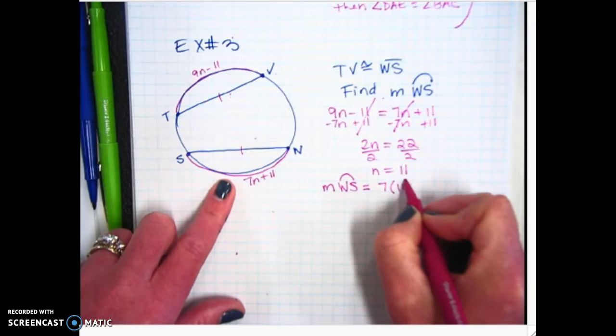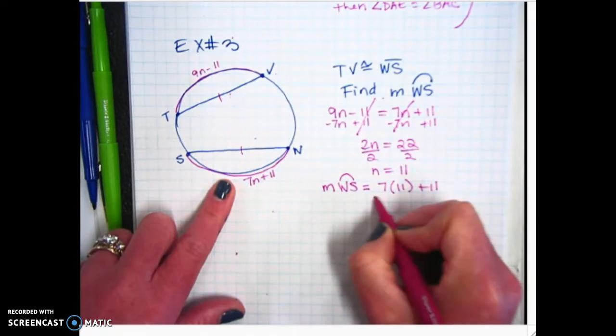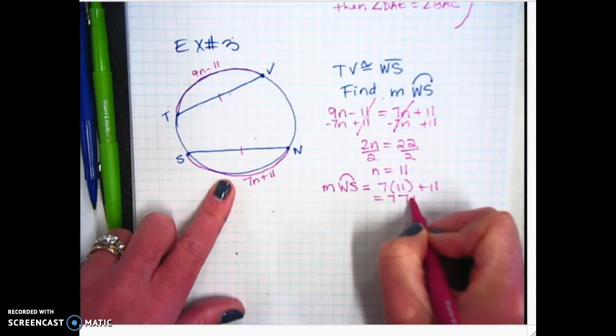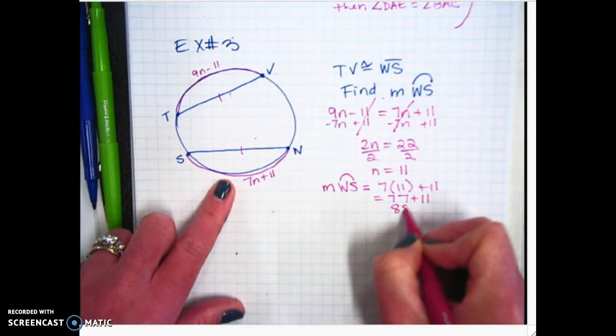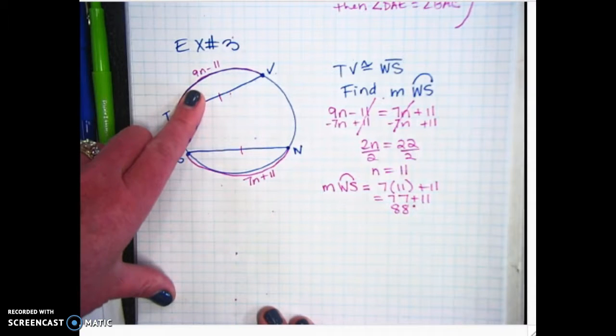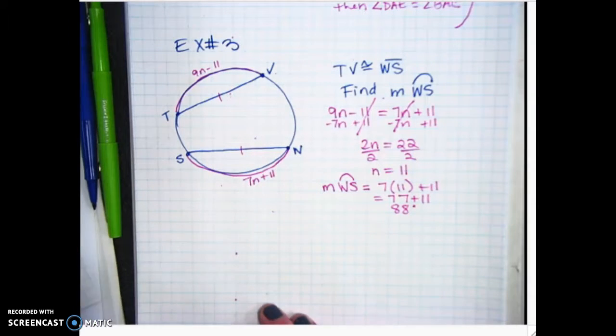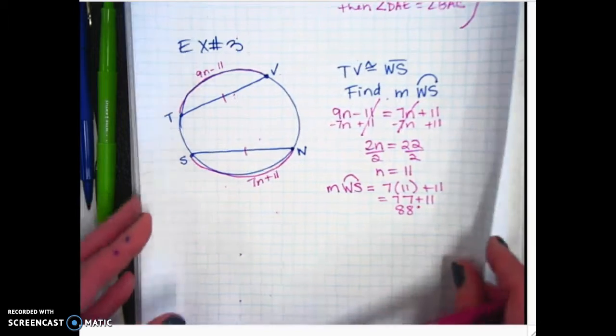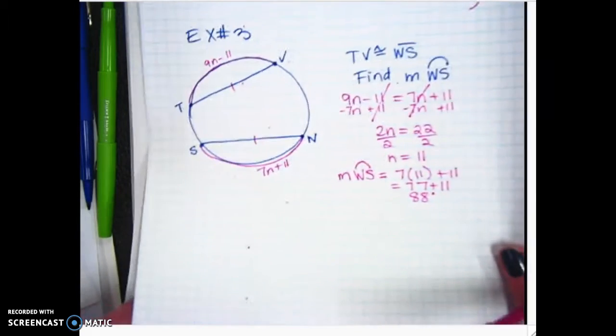So I'm going to do 7 times 11 plus another 11. So 77 plus 11 should be 88 degrees. What's the other one going to be? 88 degrees. Okay. Any questions on example number 3 there? All right. Let me move that up.